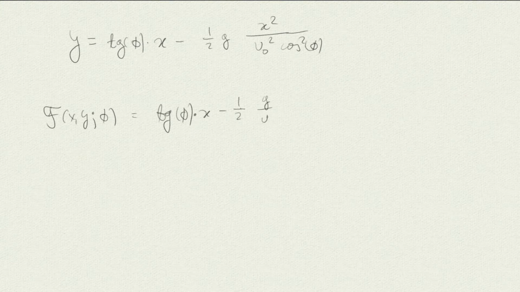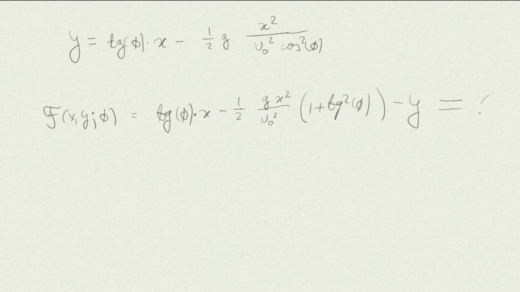g over v0 squared, and here we're going to have x squared as well, and here 1 over the cosine squared. Let's write 1 over the cosine squared as 1 plus tangent squared of phi, and all of it minus y. And so the implicit equation, if we define this by f(x, y, phi), then f(x, y, phi) equals 0. This implicit equation defines this family of curves.